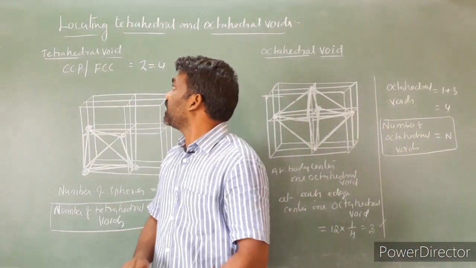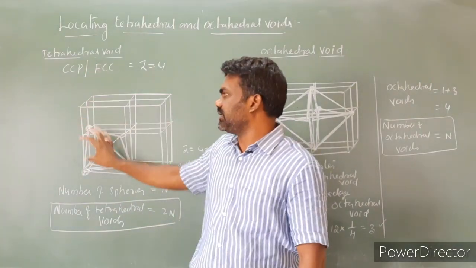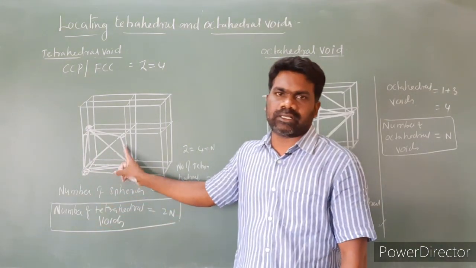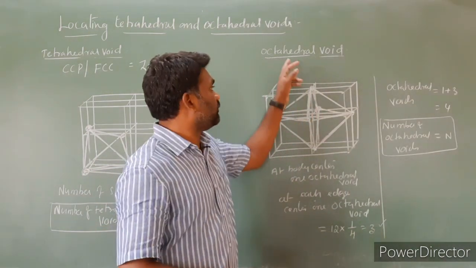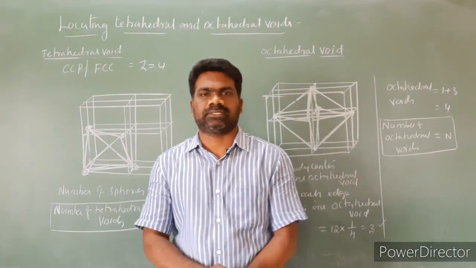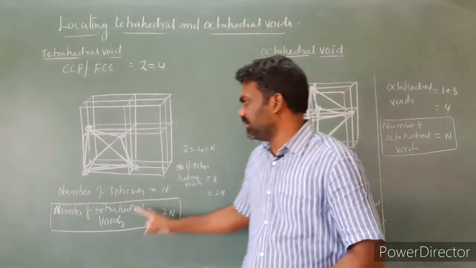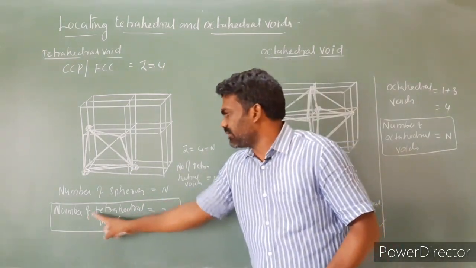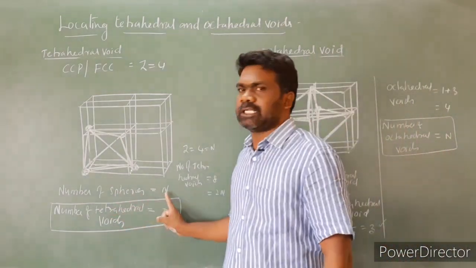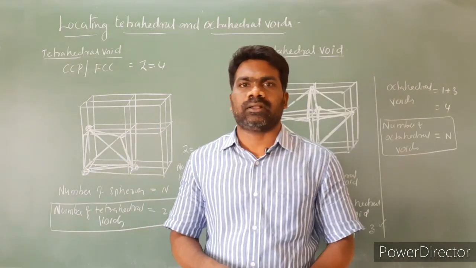So this is the location of tetrahedral and octahedral voids. Briefly, the tetrahedral void is present in each and every small cube, one tetrahedral void. Next, the octahedral void is located at the body center and present at the edge centers. This formula is important for problems: the number of tetrahedral voids is equal to 2n, the number of octahedral voids is equal to n, and the number of close packed spheres is equal to n.